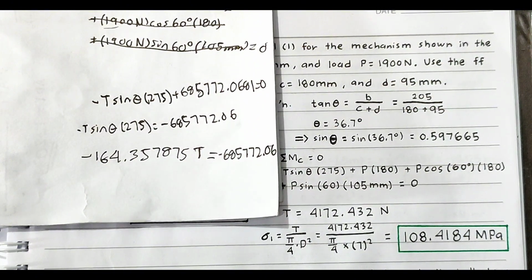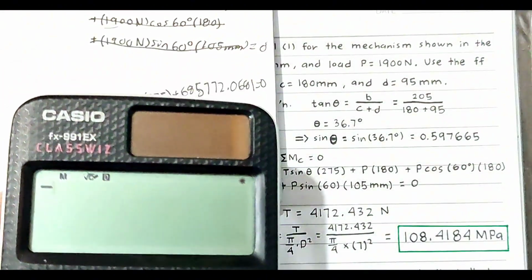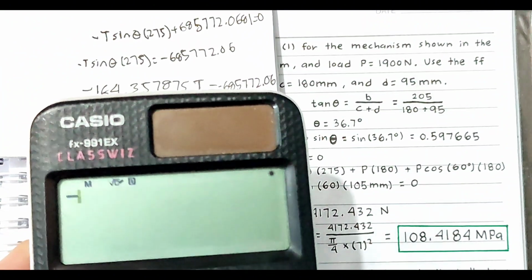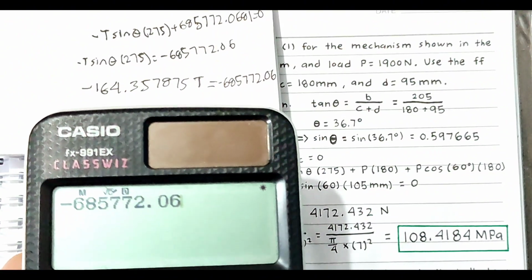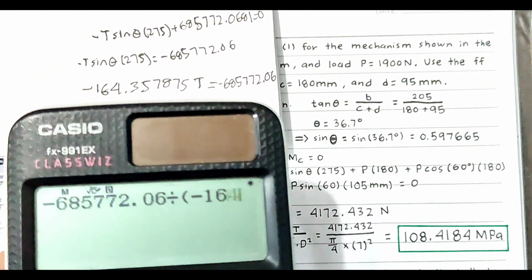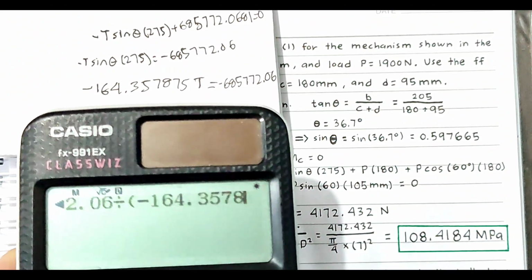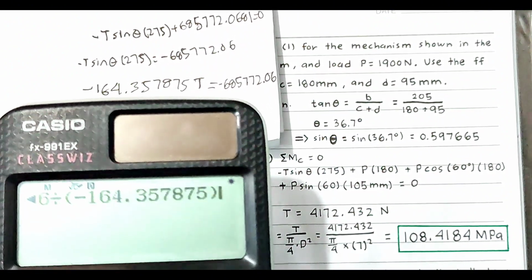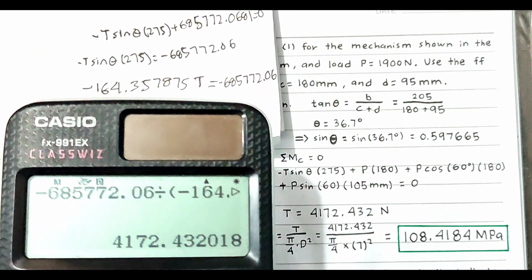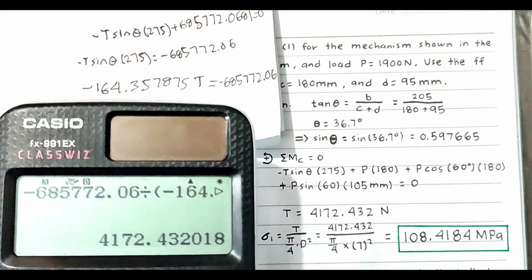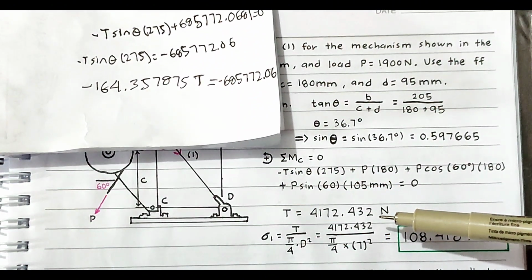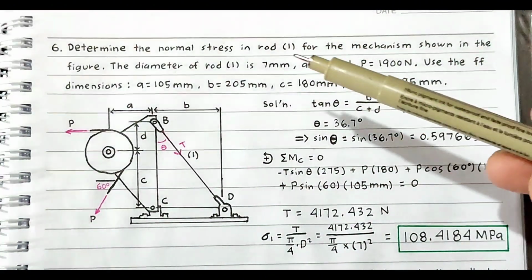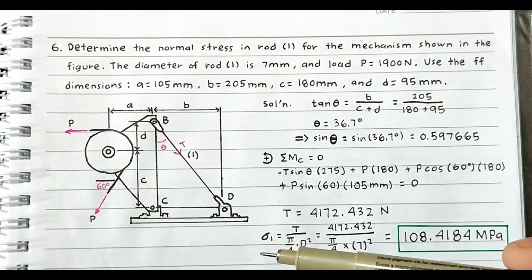Next we will solve for T. Now negative 685,772.06 divided by negative 164.35785, and that equals T as 4172.432 newtons. This one.